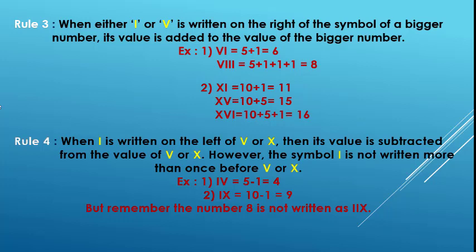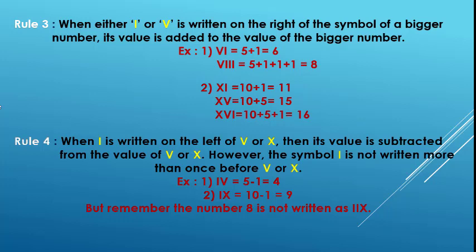As you can see in example number 1, the number given is 6 in Roman numbers. You can see that I is on the right hand side of V. By substituting the values, 5 plus 1 is equal to 6. Next, as you can see, I is again on the right hand side of V. The number is 8 in Roman numbers. By substituting the values, the value of V is 5 and 3 times I means 1 plus 1 plus 1, which is equal to 8.